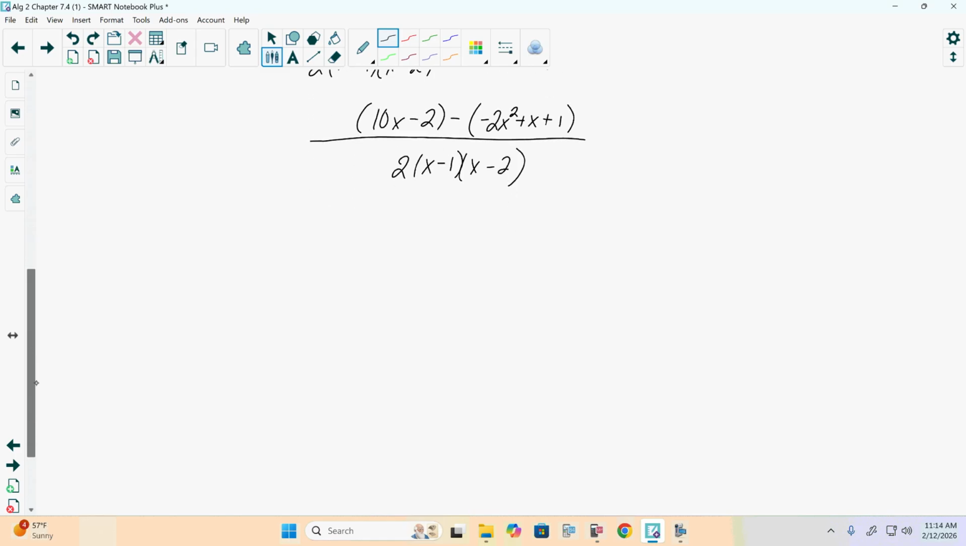Now, especially with this subtraction, it's going to be helpful to put the parentheses, because even though 10x minus 2 is still going to be 10x minus 2, the second expression, we're going to have to distribute that negative through, which is going to turn our negative 2x squared into positive 2x squared. It's going to turn our positive x into negative x and our positive 1 into negative 1.